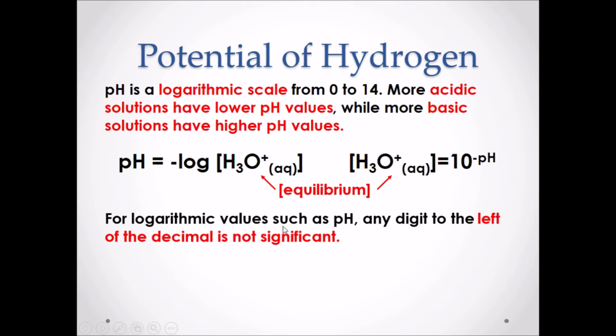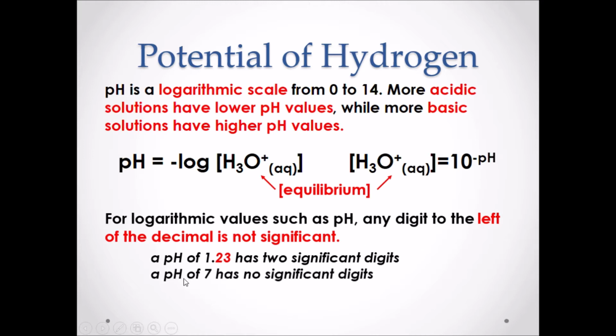For logarithmic values such as pH, any digit to the left of the decimal is not significant. So a pH of 1.23 has 2 significant digits. Only the 2 and the 3 that are right of the decimal count as significant. A pH of 7 has no significant digits because there are no numbers to the right of the decimal.